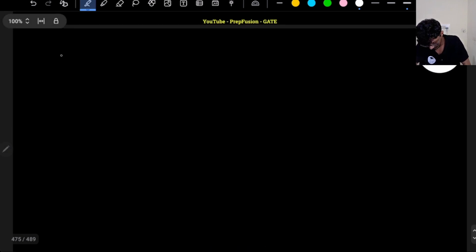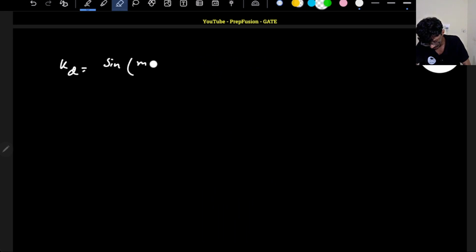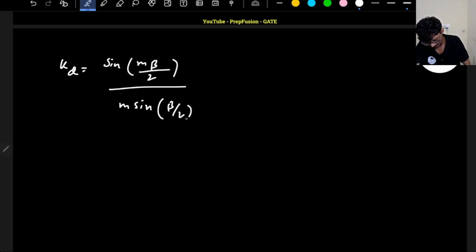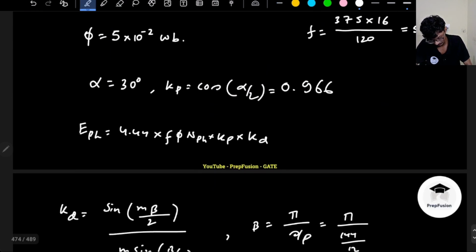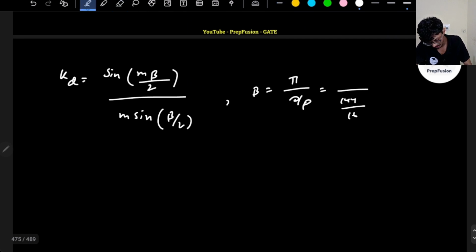So the distribution factor, if you remember, Kd, this is a simple formula: sin of m beta by 2 divided by m into sine of beta by 2. So what was beta? Beta was, if you remember correctly, pi upon slots per pole. Correct? This was my beta. So pi upon slots, which is 144, and the number of poles I have is 16, right? If I directly want to calculate the angle, 180 degrees, then in angle, 144 divided by 16 into 180? So it is 20 degrees.